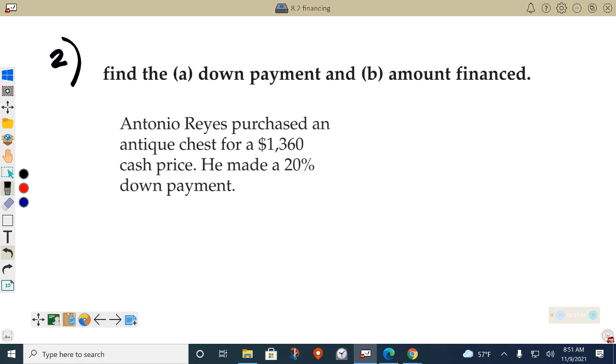Example 2. Find A, the down payment, and B, the amount financed. Antonio Reyes purchased an antique chest for $1,360 cash price. He made a 20% down payment. So let's find A, the down payment, how much you put down, and then the amount financed.